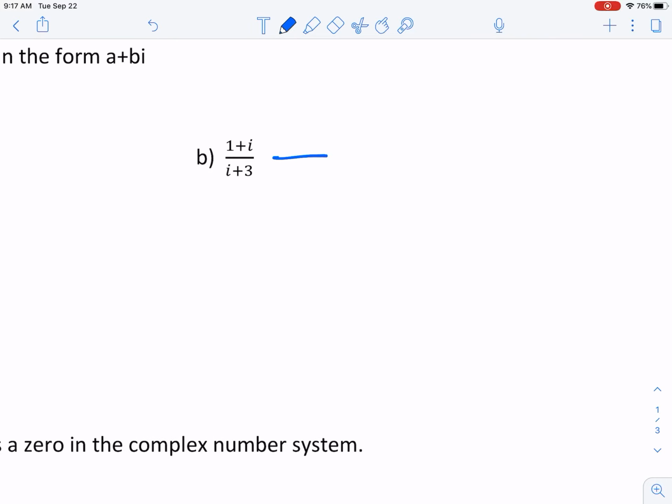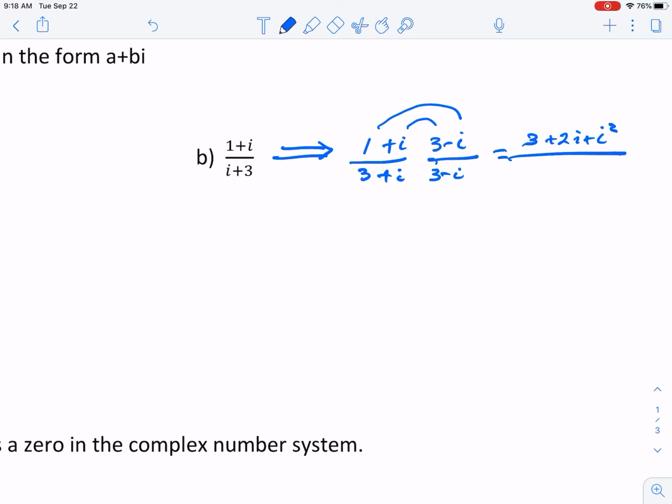Okay, same thing here. Multiply by the conjugate of the denominator. First thing I did, though, is rewrote it. So this is 1 plus i and 3 plus i, because it drives me crazy if it's not in the right order. Now multiply by its conjugate, 3 minus i, 3 minus i. The top is 3. You got 3i minus i is 2i plus i squared.